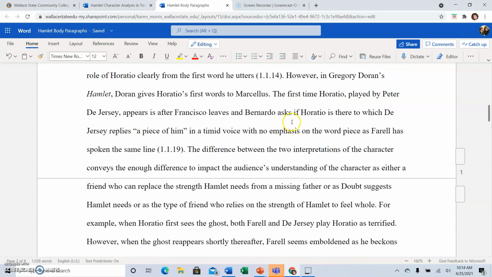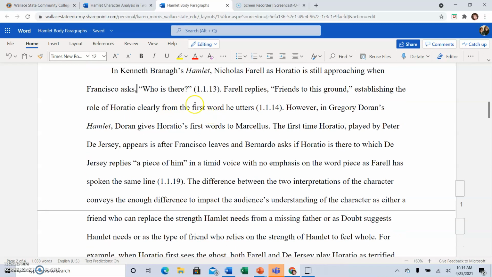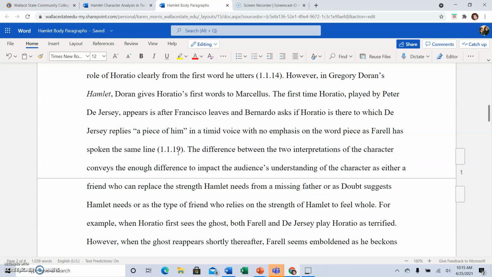Now here's a little bit of difference. So let me just back up a minute. I have Branagh's version of Hamlet here, and then pretty quickly I start comparing to Gregory Doran's Hamlet. He's the director of the Hamlet that stars David Tennant, and I need to say which actor plays Horatio. So making sure that's clear as soon as I introduce that work in my discussion.